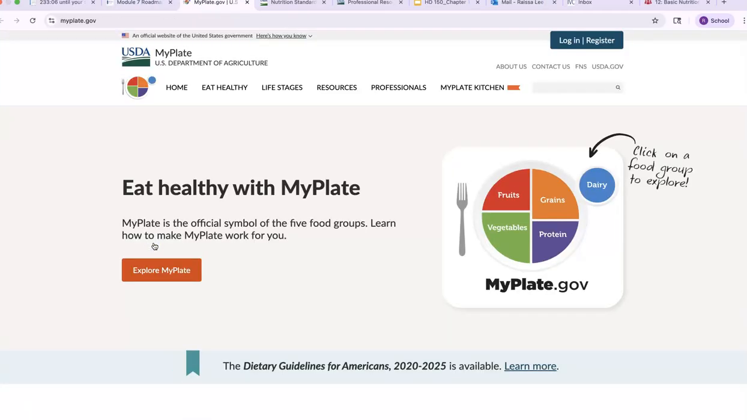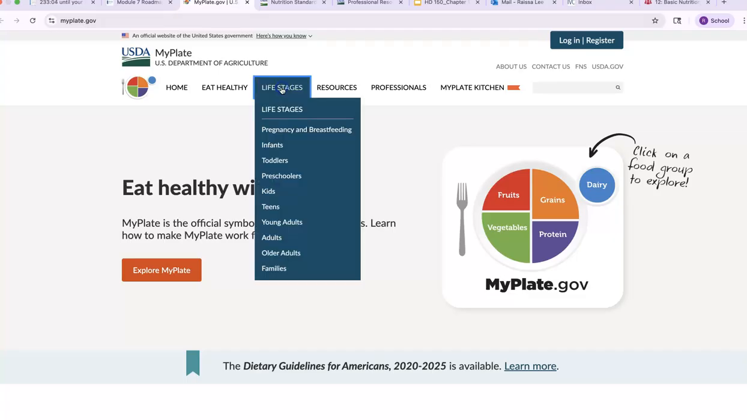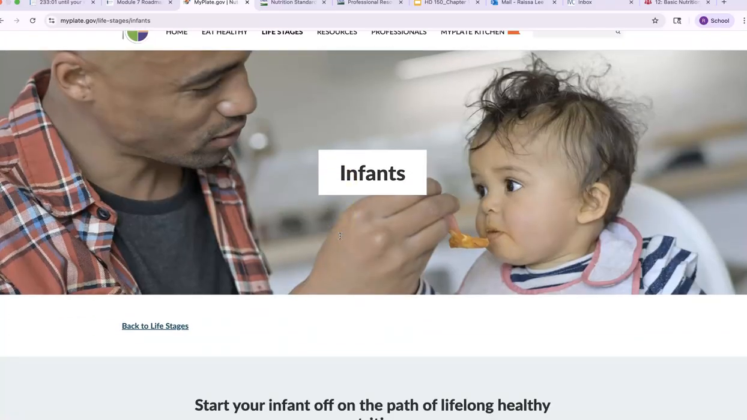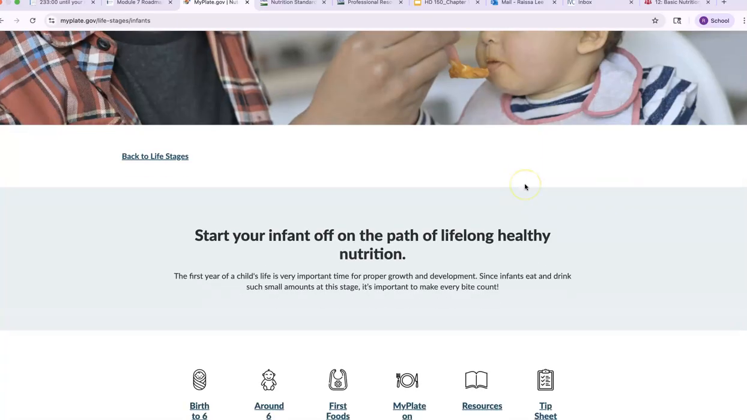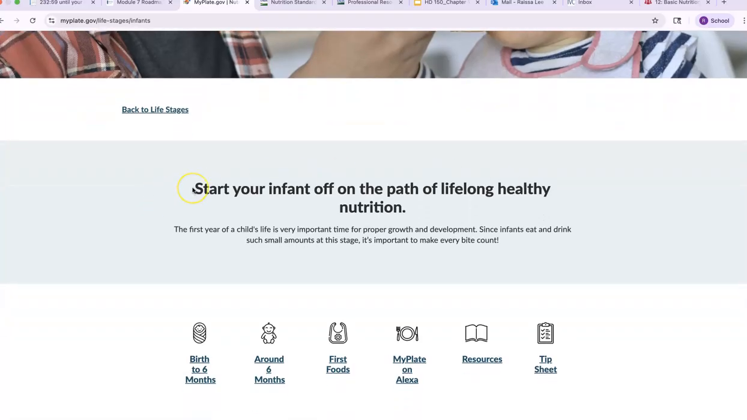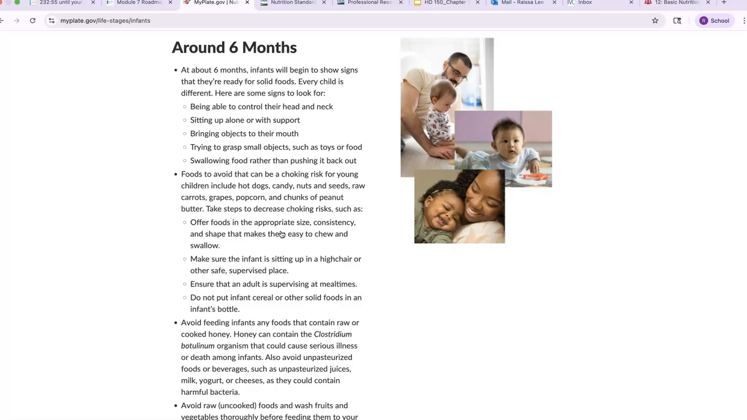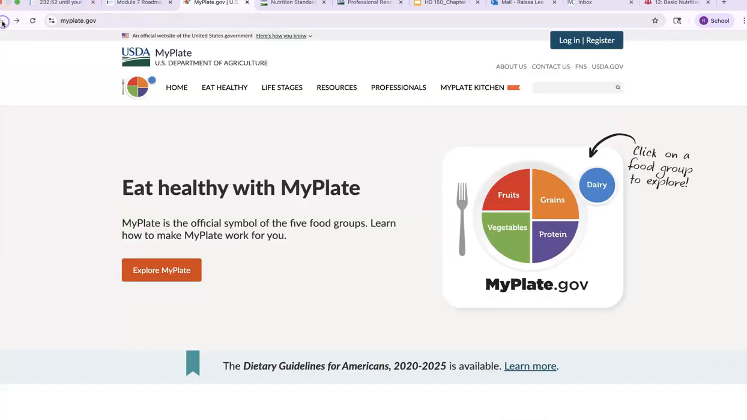Oh my gosh, My Plate is the best website. It has information on all the different life stages. For example, if you have an infant, right? Look at that adorable picture, right? How do you support that lifelong healthy nutrition? And it gives you all the different age groups. So around 6 months, right? What does that look like? What are signs to look for to see that an infant is ready for food?